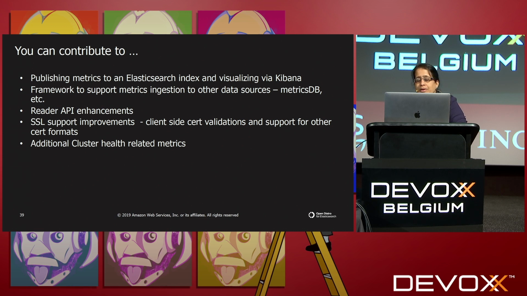Then visualization via Kibana is another request, that people say, hey, you're doing a node-based CLI client. How about visualization through Kibana? A framework to support metrics ingestion through MetricsDB, for example. So again, different integrations that folks need or have implemented on their own. So I'd like to have it on the project itself. Reader API enhancements. So these are some of the examples of requests that different users on the project have made. And additional health metrics. If there's something that's missing that you think would be pretty cool to add into the project, and make available, just tell us. And that's, again, the beauty of working in open source, that we all work on making the tools that we use on a regular basis better.